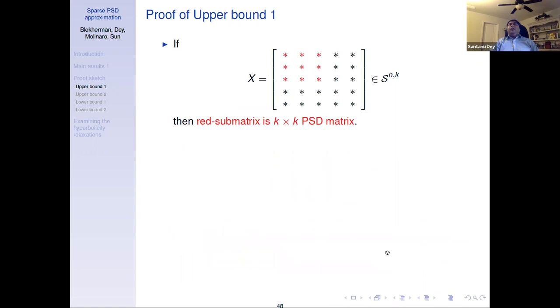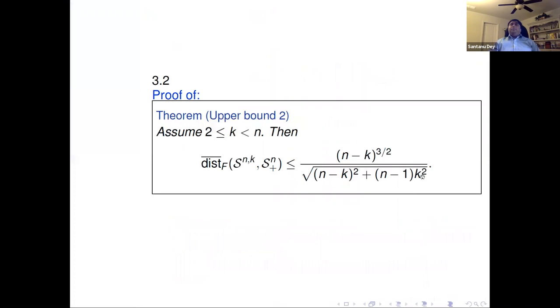The proof of the second upper bound is a little bit more interesting. I should mention that the results in this talk are part of two papers. In the first paper, we had something slightly weaker, and the second upper bound is from the second paper, where we strengthened that result. So let's talk about how we obtain this upper bound.